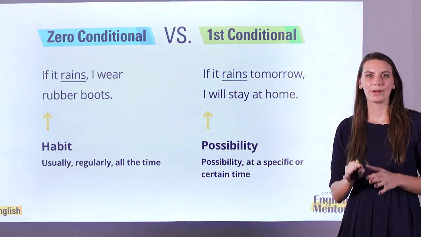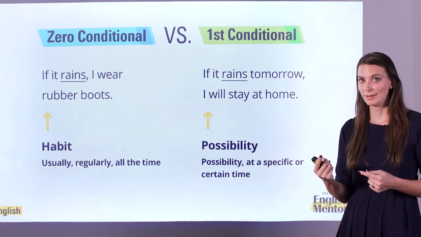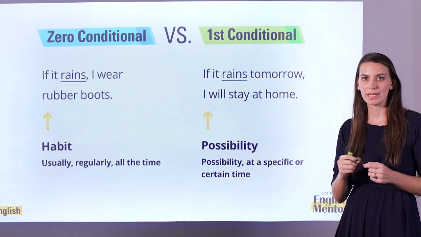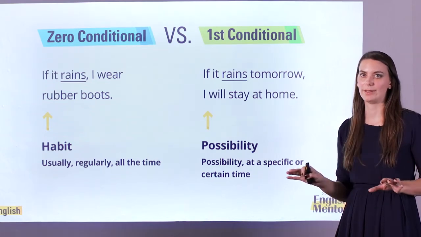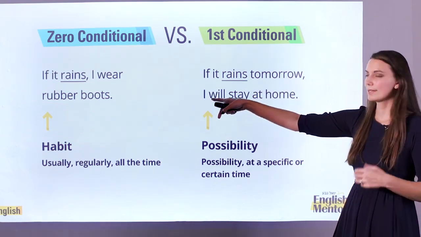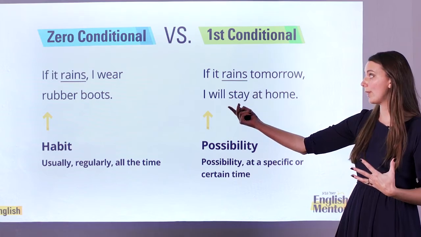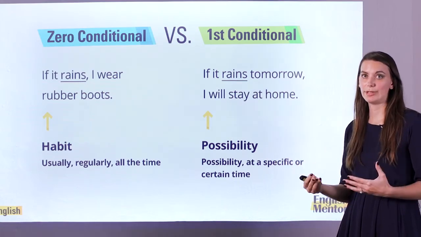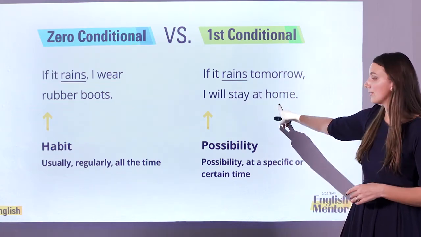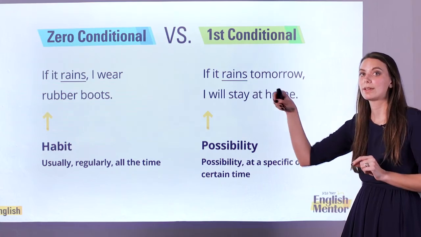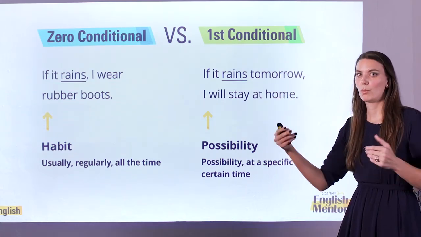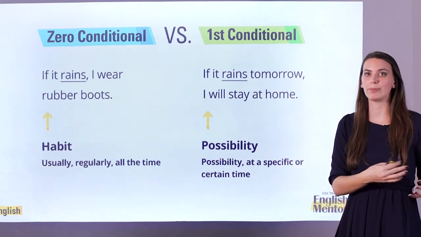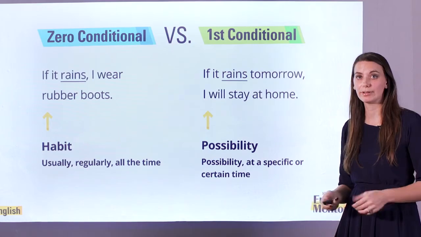It's so important that we understand conditionals. Why? Because they change the meaning of the sentence entirely. Here, this is something that is true for me. If it rains, I wear rubber boots as a habit. But here, this is a possibility. If it rains at a specific time, what will my behavior be? What will the result be? It will be different.